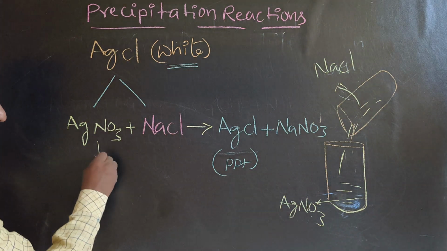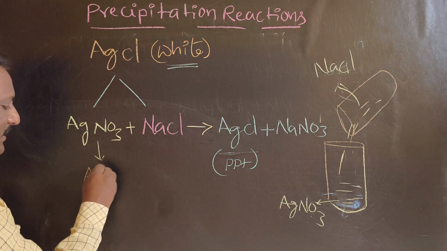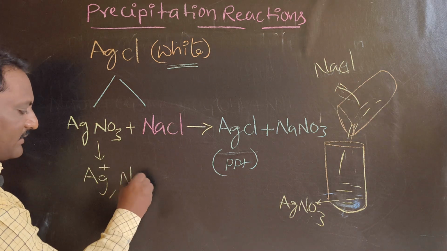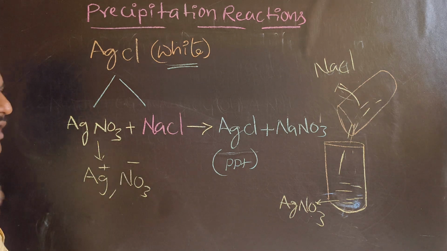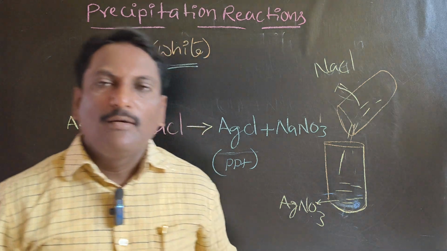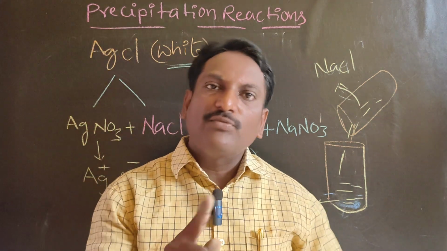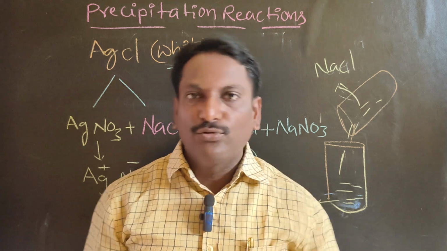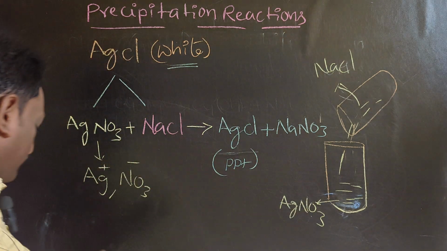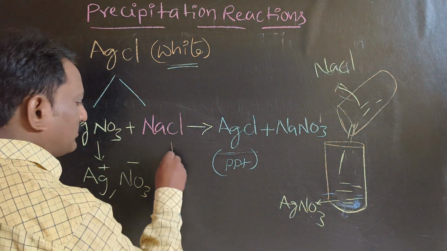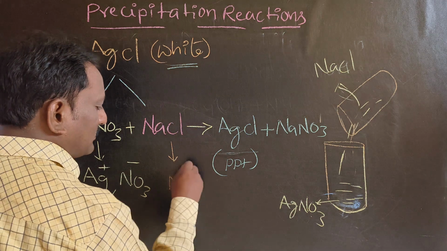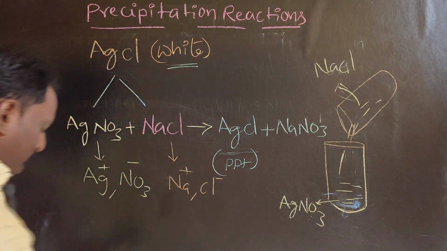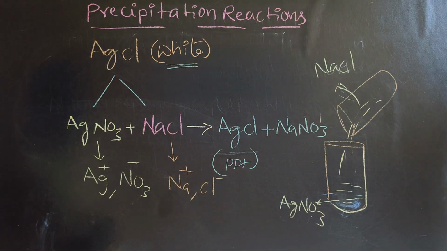Listen to me. Silver nitrate splits up into Ag plus and NO3 minus. If you have no idea about ions, please go to the ions video I have done. Please go through that. Sodium chloride splits up into Na plus and Cl minus. Exchanging of ions takes place.